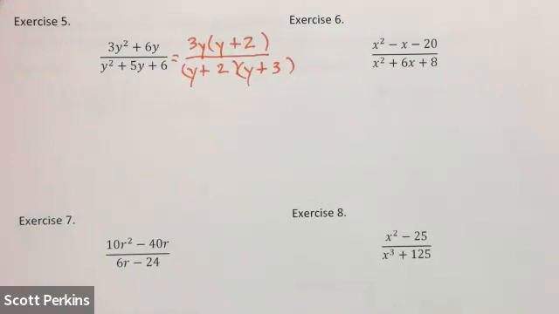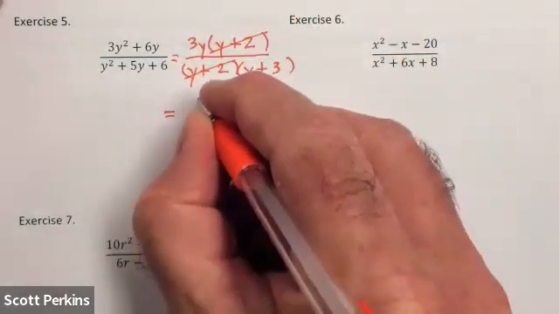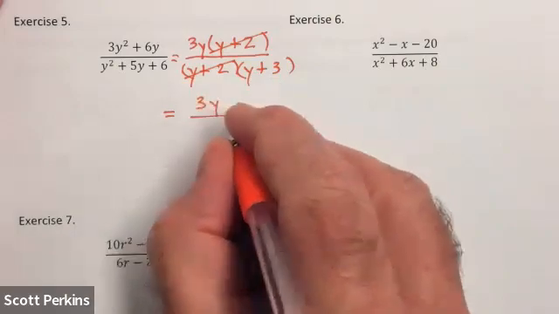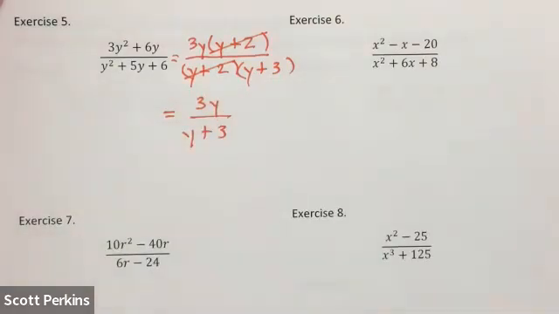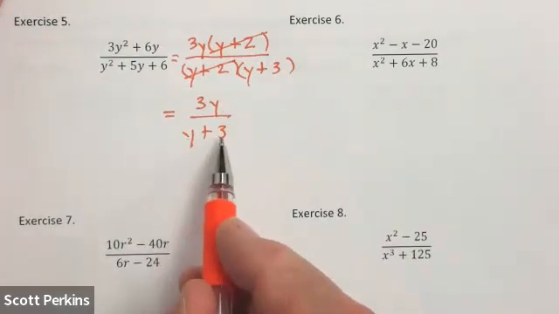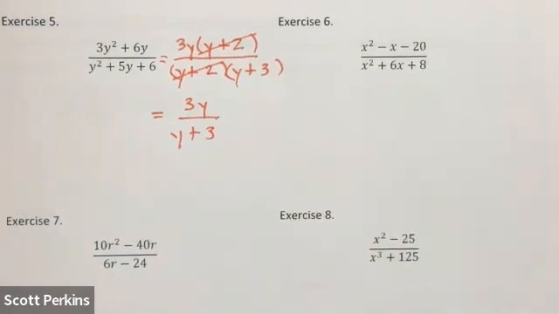Do I have something in common that I can cancel or divide out, however you want to phrase that? Yeah, the y plus 2. Boom, boom, they're gone. And I'm just left with a 3 times y in the top and a y plus 3 in the bottom. And again, I can't cancel those 3's because the 3 in the bottom is linked together with the y by a plus sign. Okay, so I can't go any further with that, even though the temptation is there.